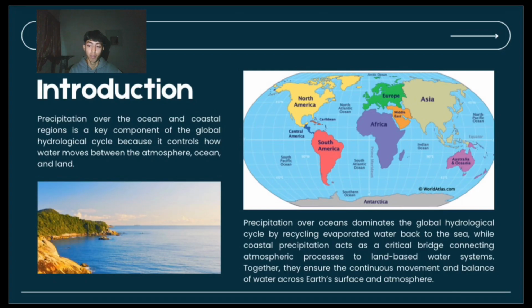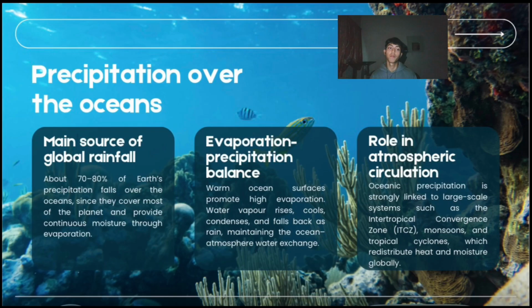Precipitation over oceans dominates the global hydrological cycle by recycling evaporated water back to the sea, while coastal precipitation acts as a critical bridge connecting atmospheric processes to land-based water systems. Together, they ensure the continuous movement and balance of water across Earth's surface and atmosphere. So now let's move to the first, precipitation over the ocean. There are three components.